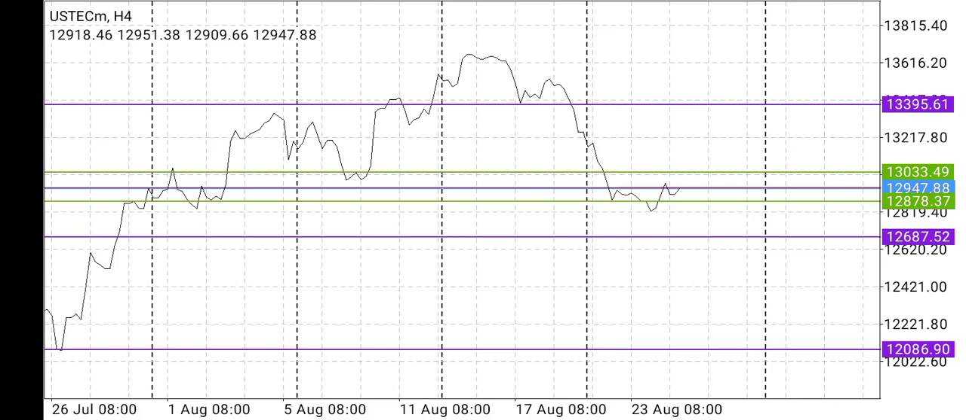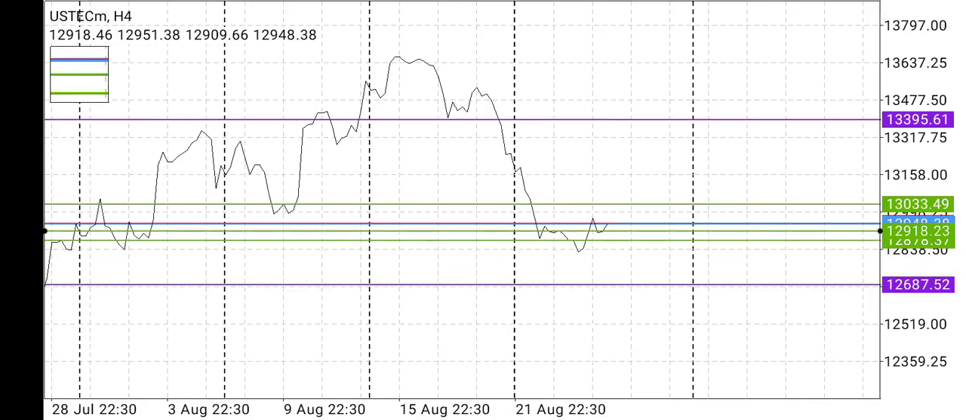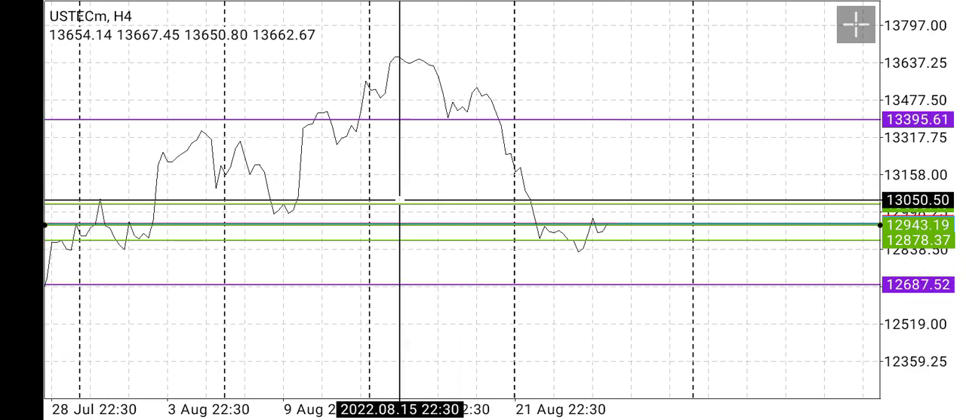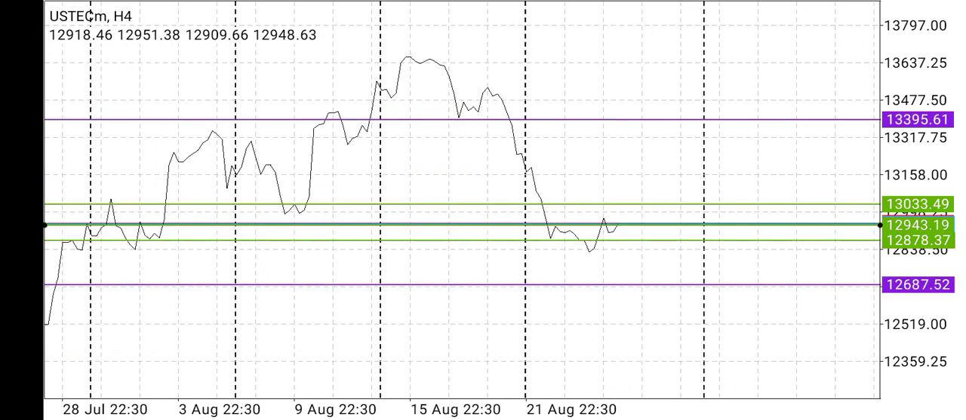Yeah, okay, I can also mark this one, because now where I'm marking this one, this is 12,943. I want you to look here. That is the first touch. Okay, that is the first touch.